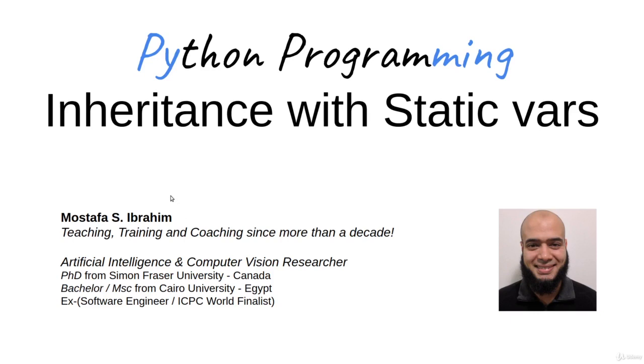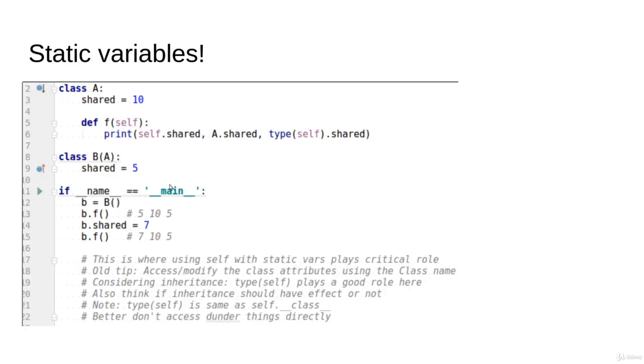Static variables with inheritance sometimes cause confusion. It's also good to be careful about that. Let's see this code. We have here class A, which has a shared variable 10.